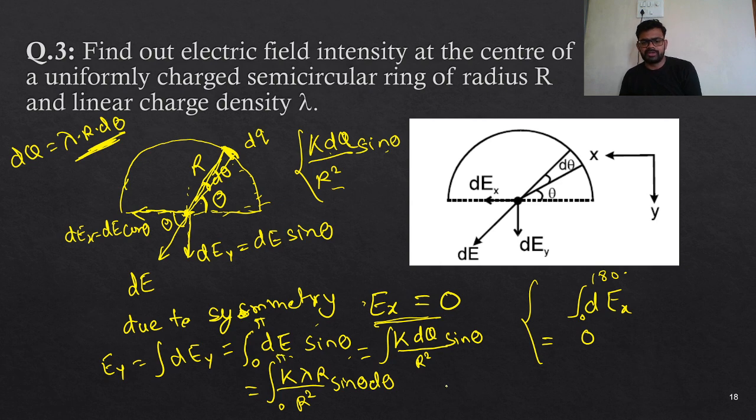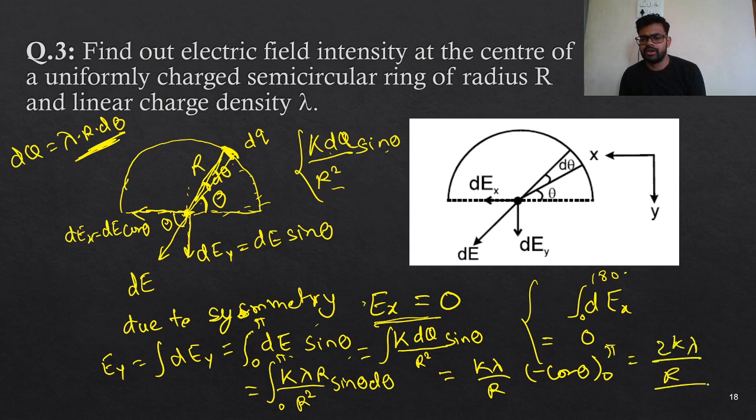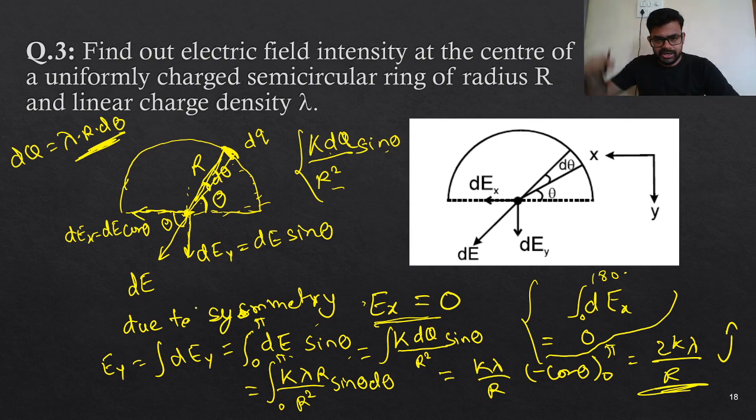The integration of sine theta is minus cos theta, so I'll get k lambda divided by r, and the integration of sine theta is minus of cos theta, from 0 to pi. As you put the values, you'll get 2k lambda divided by r. So this is the final formula. In which direction? It is j direction, downward direction, so j cap. In x direction it is 0, and in y direction it is 2k lambda by r. So remember, because of this semi ring, the final answer will be in the downward direction.